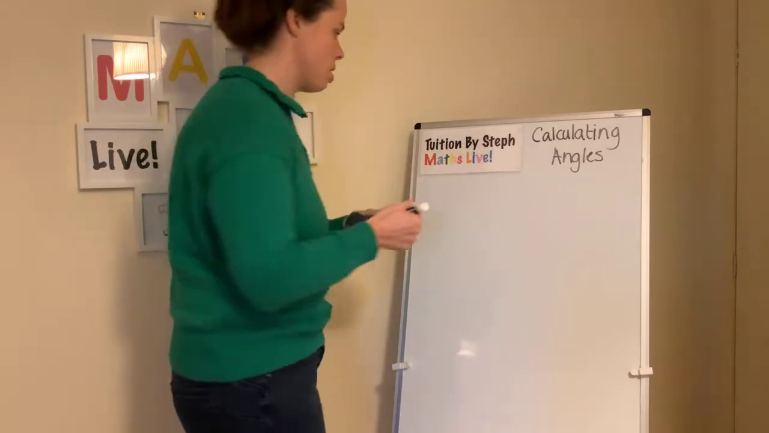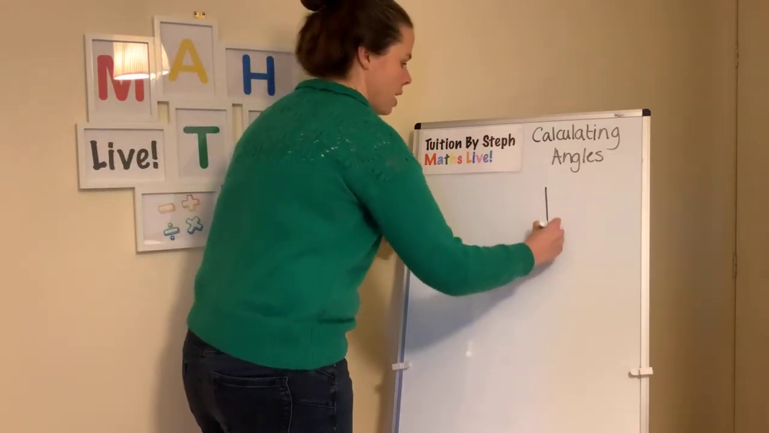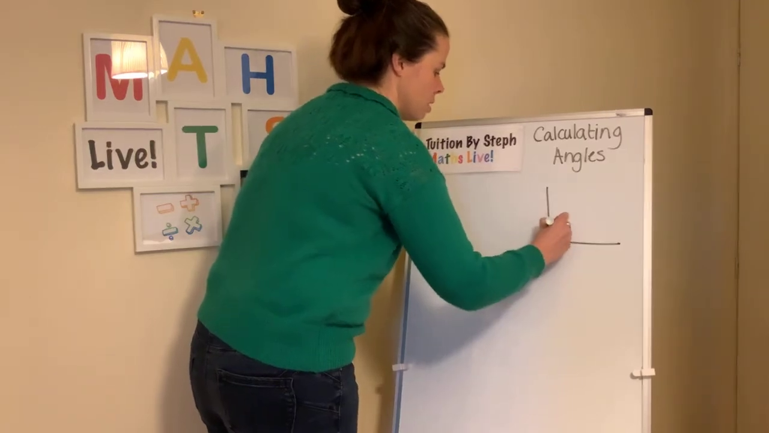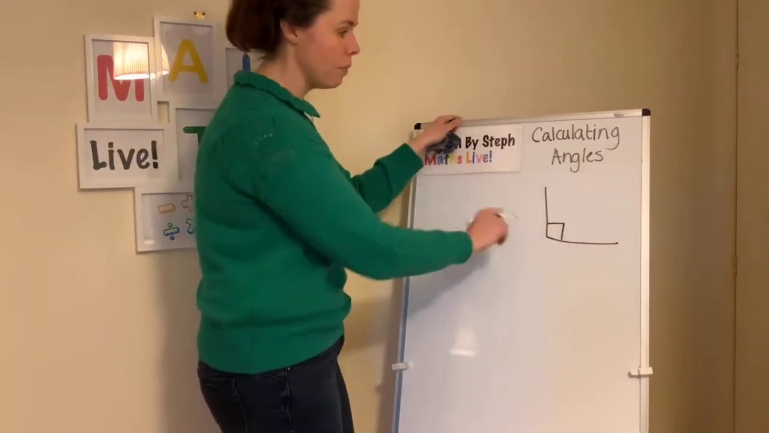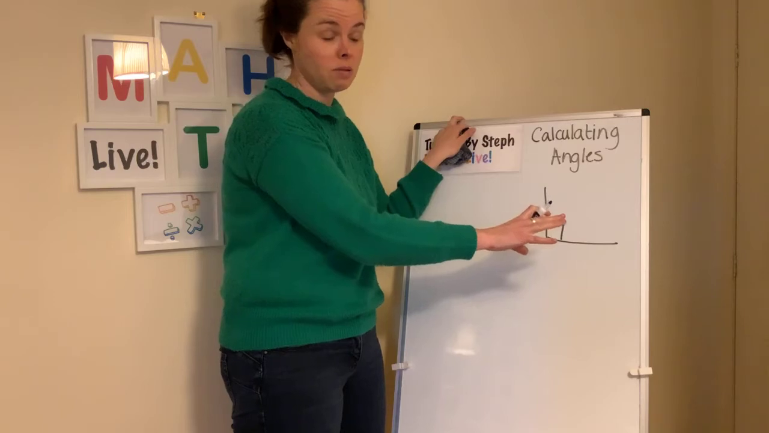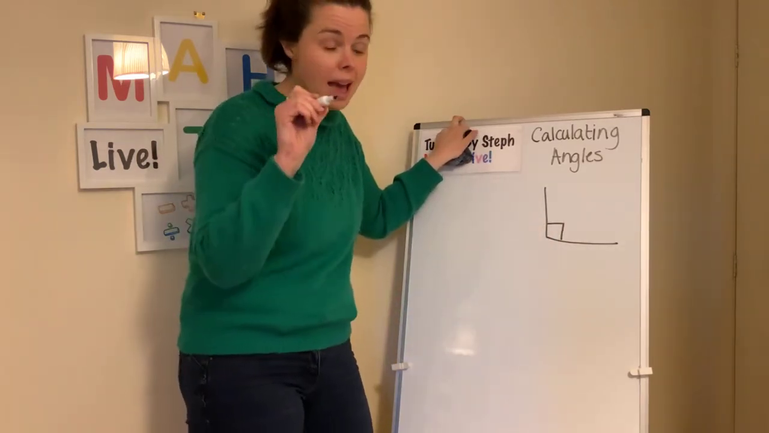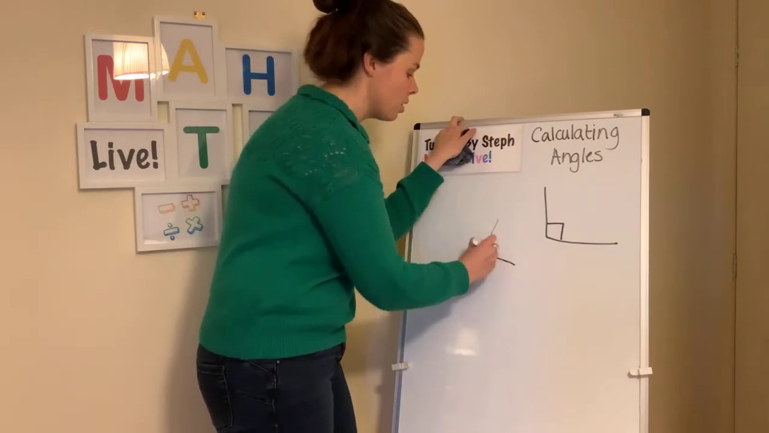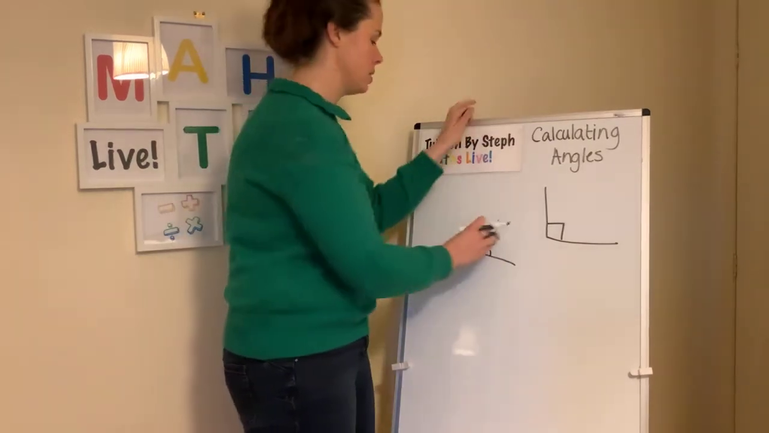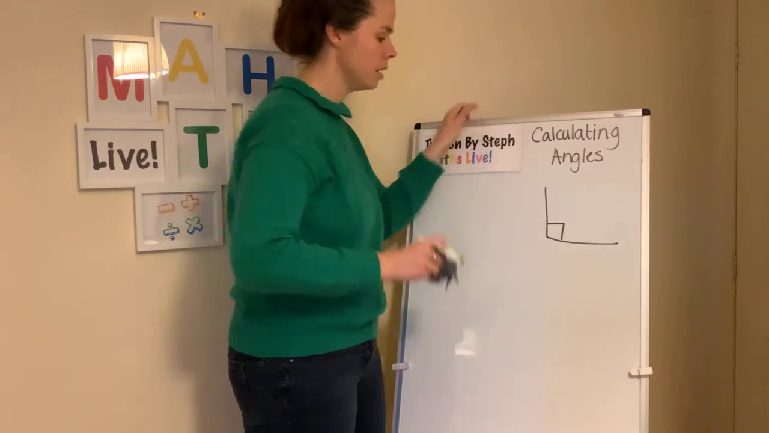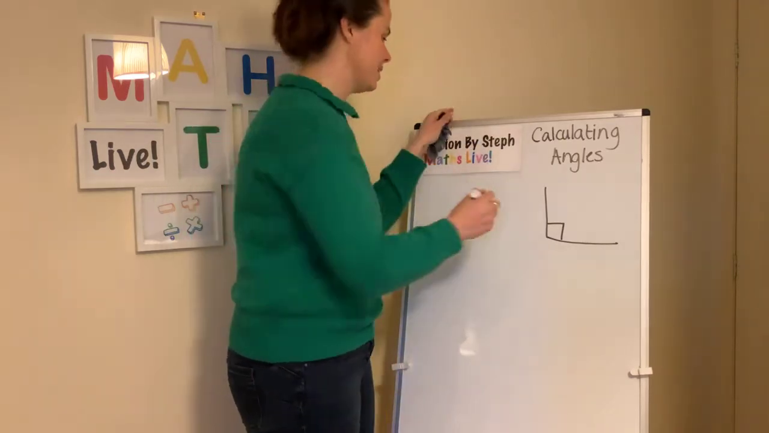So we know that a right angle, and we know it's a right angle. I'm not even going to write that it's a right angle, because that symbol there, the fact that it's a square on the inside rather than a curve, tells us that it's a right angle. Okay? And a right angle is 90 degrees.